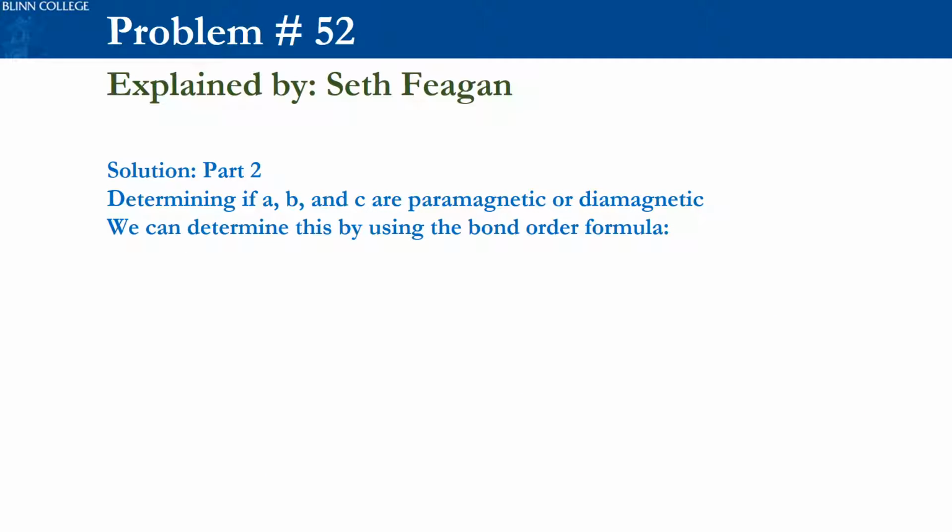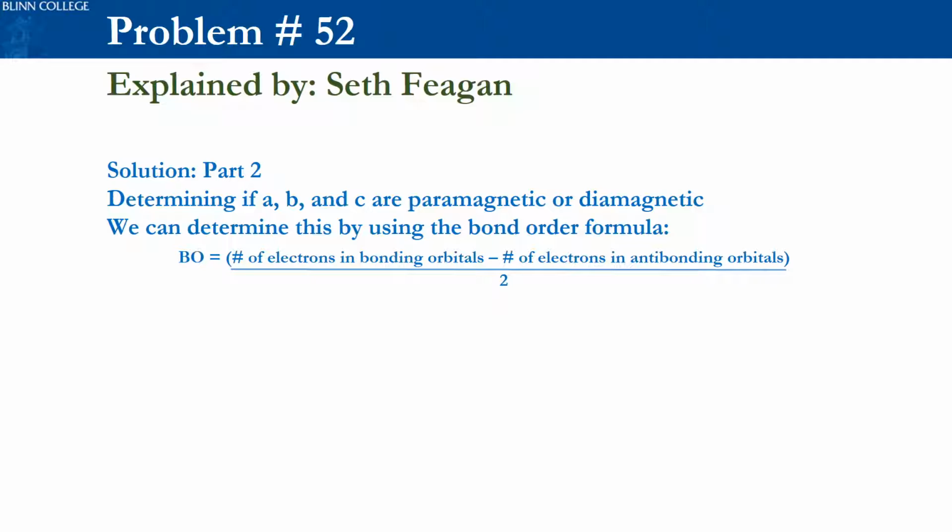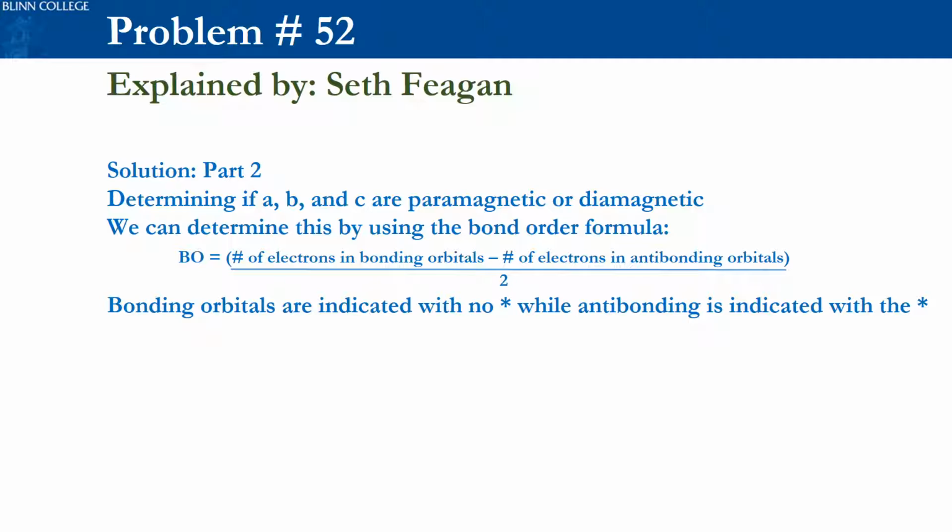So now we need to determine if A, B, and C are paramagnetic or diamagnetic, and we can do this by using the bond order formula. The bond order formula is the number of electrons in bonding orbitals minus the number of electrons in anti-bonding orbitals, divided by 2. Now we need to remember that bonding orbitals are indicated without the asterisk on it. So whenever you're trying to count up how many electrons are in bonding orbitals, you want to look at the sigma or pi that doesn't have an asterisk near it. If it has an asterisk near it, you need to count those up for the anti-bonding orbitals.